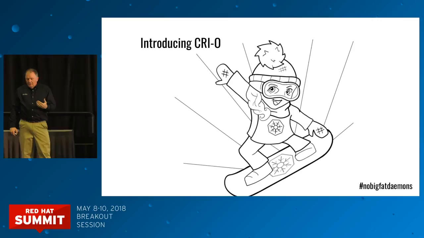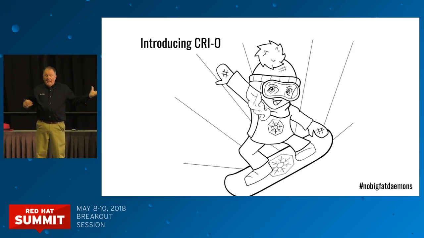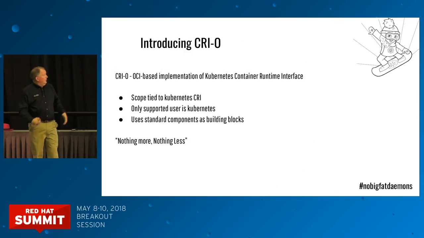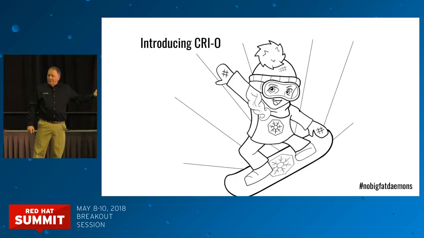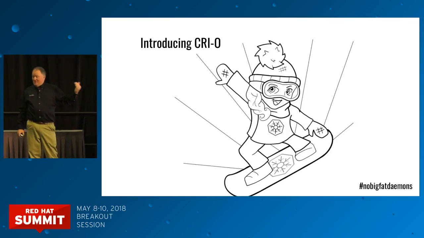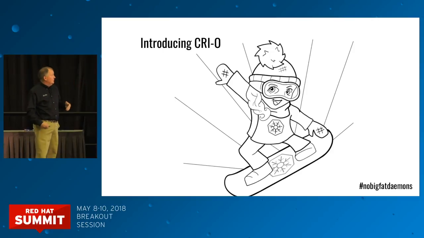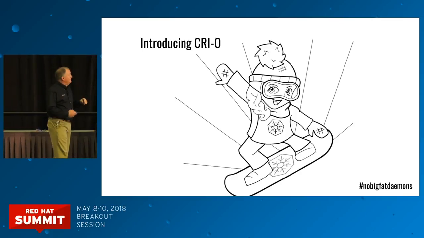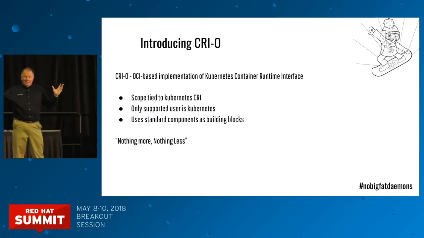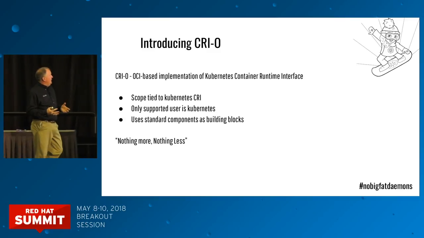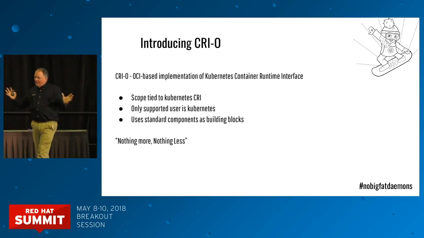We had invented all this stuff, and then I have these really brilliant engineers that work underneath me. This guy came along and said, we don't need to do anything special. We could implement this simply using the tools we have. So he built this thing called CRI-O. The CRI stands for Container Runtime Interface for Kubernetes, and the O, we often say, stands for OCI, or Open Containers. This is our coloring book implementation of CRI-O, and she's a snowboarder. It does cryogenics, get it? CRI-O is an OCI-based implementation of the Kubernetes runtime, scoped tied to Kubernetes CRI. The only thing we support is Kubernetes.